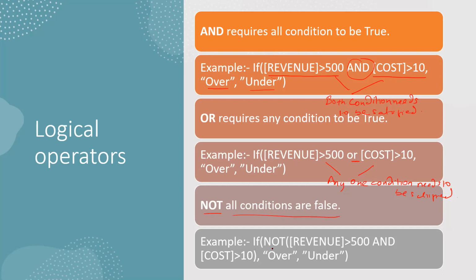So if we give NOT revenue greater than or equal to 500 and cost greater than or equal to 10, this means exclude everything for the cases where my revenue is greater than 500 and cost is greater than 10, right? After excluding those cases, populate over, else populate under. So NOT means to exclude; all conditions are false.